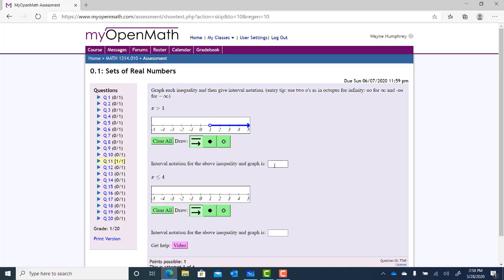And then they want you to write your answer in interval notation, so you're going to have to kind of do both. So open parentheses and put a 1 comma, and then using the drop down menu we can get our positive infinity and close parentheses.